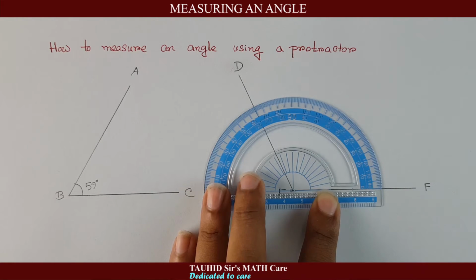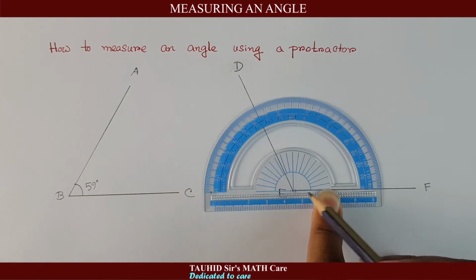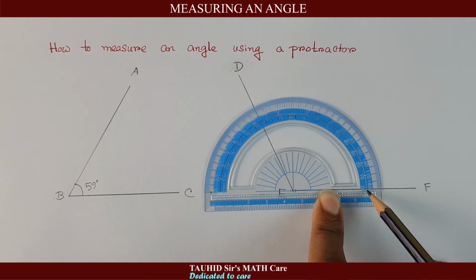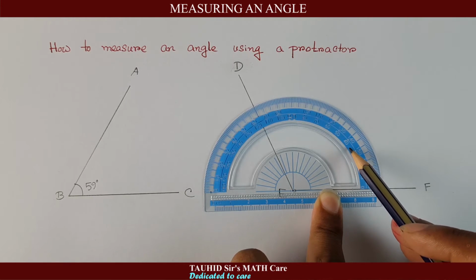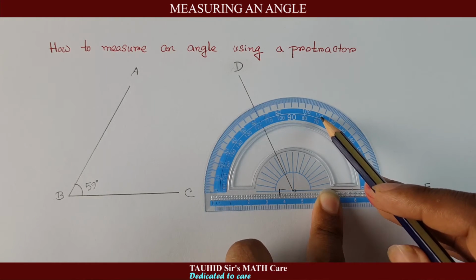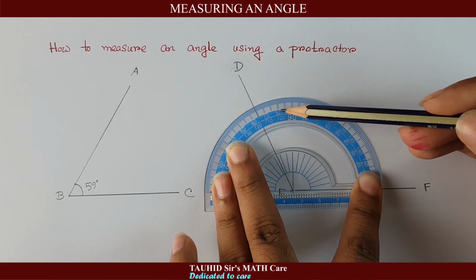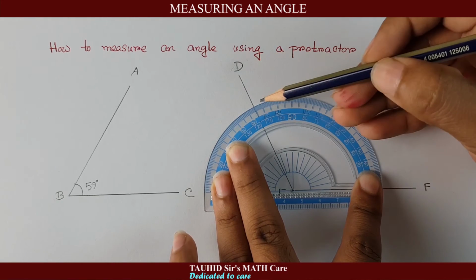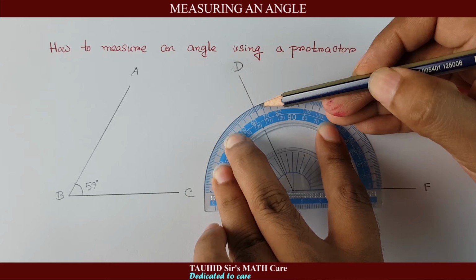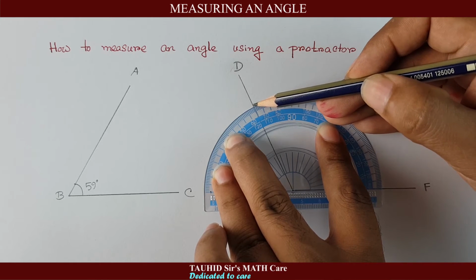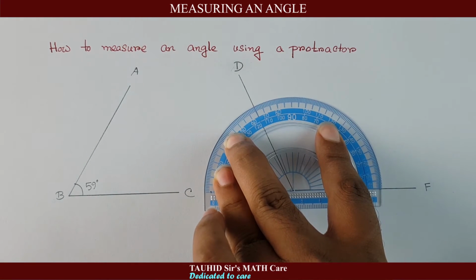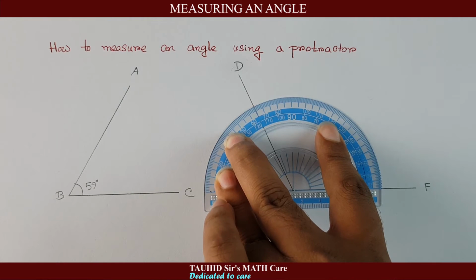Now let's read the second angle. We will align this line with this 0. 0 degree, 10 degree, 20, 30, 40, 50, 60, 70, 80, 90, 100, 110. After 110, 11, 12, 13, 14, 15. So this angle is 115 degree.